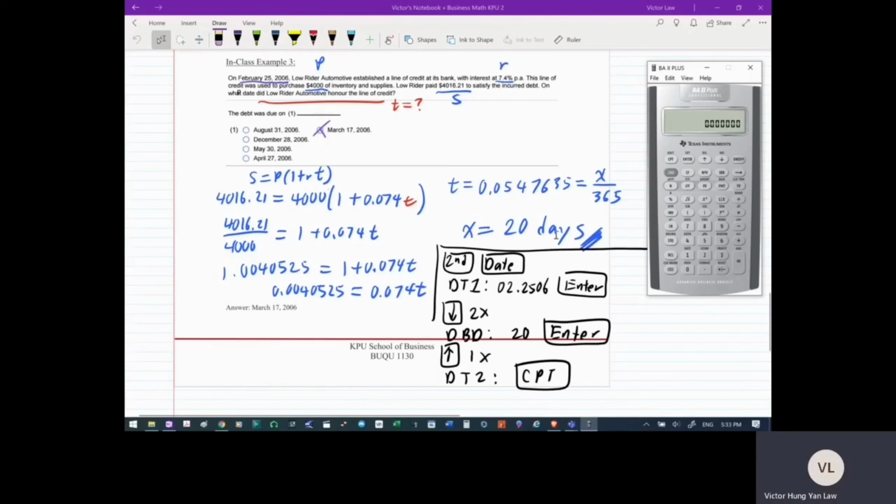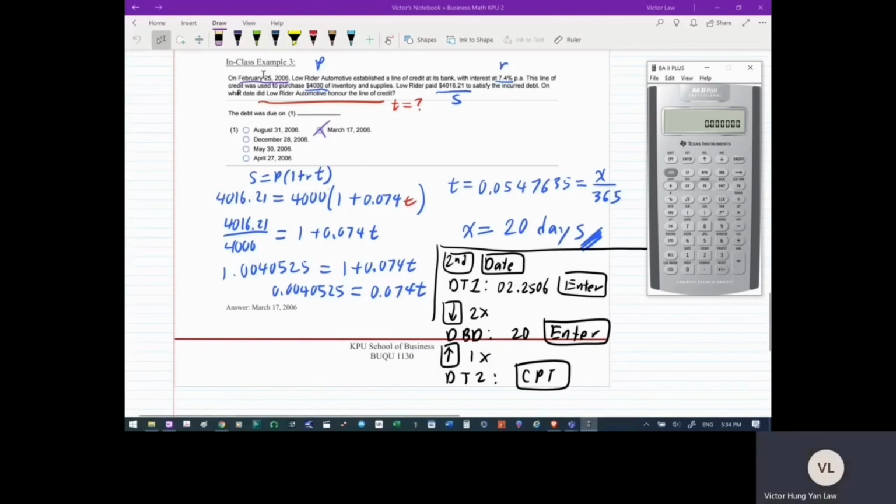Once we've calculated X equals 20 days, we can add it to February 25th to find out when we actually pay off the debt. You can add it manually by counting it yourself, because in this example there are only 20 days. But if it's more than 20 days, like 50 days or 100 days, then it might be hard to calculate manually. So I'll show you the financial calculator method.